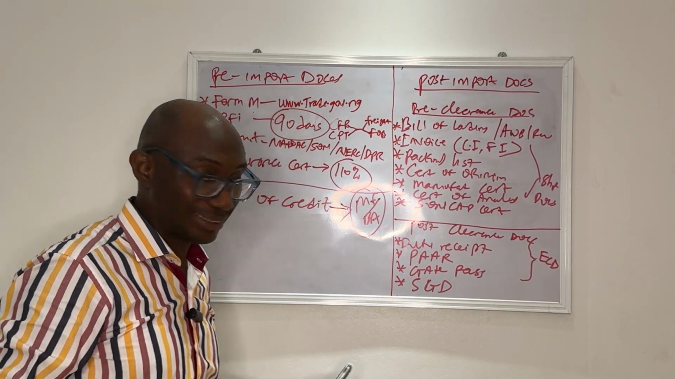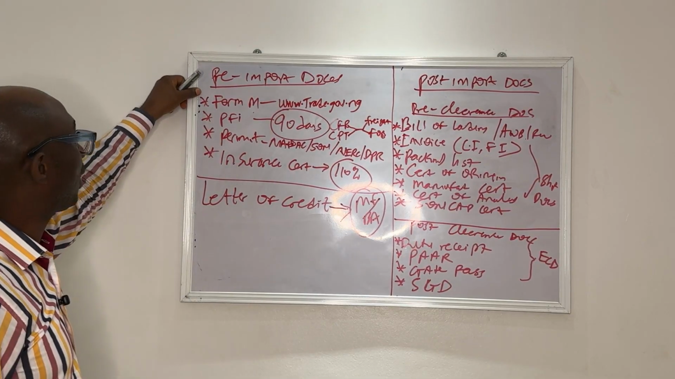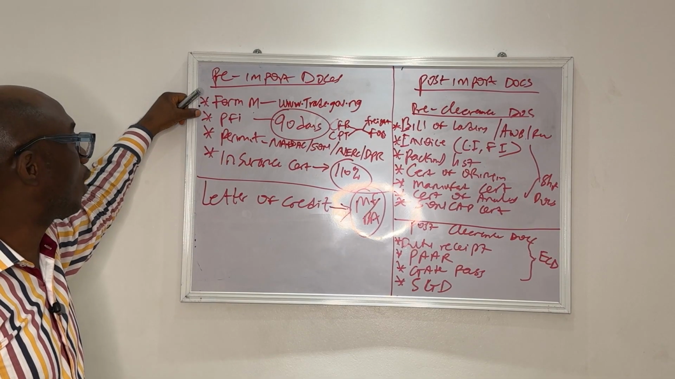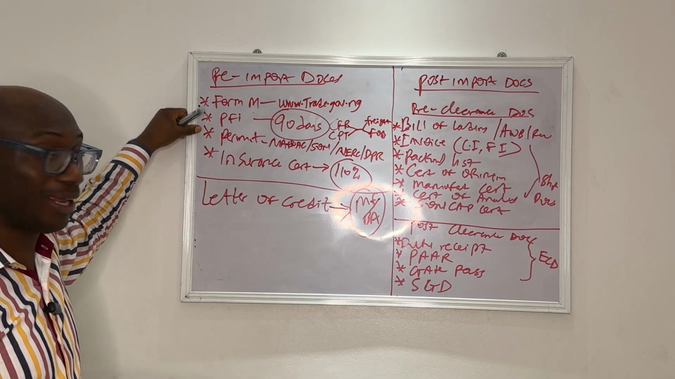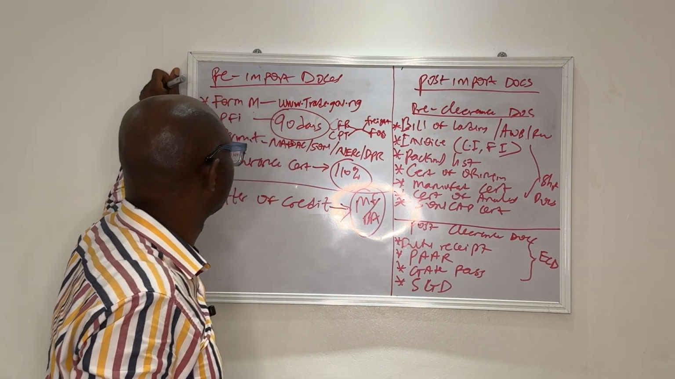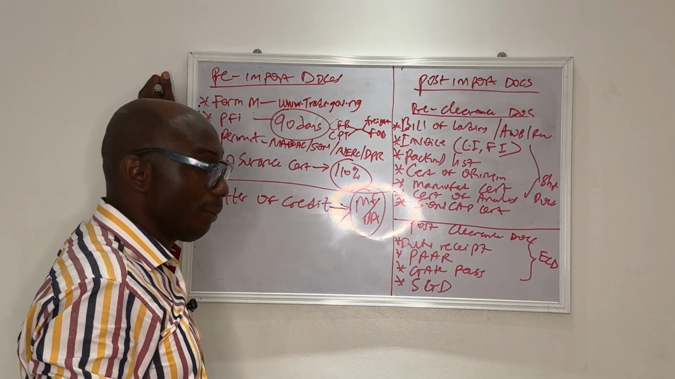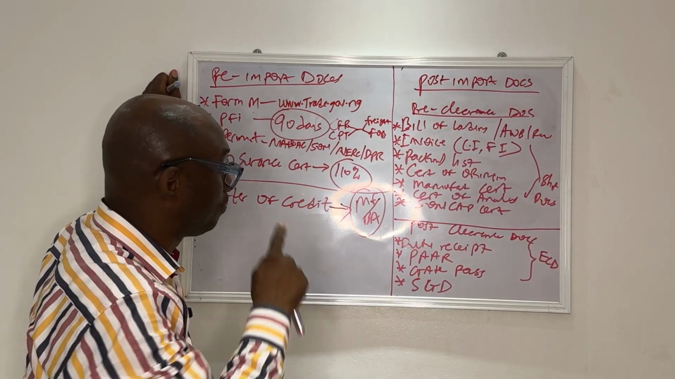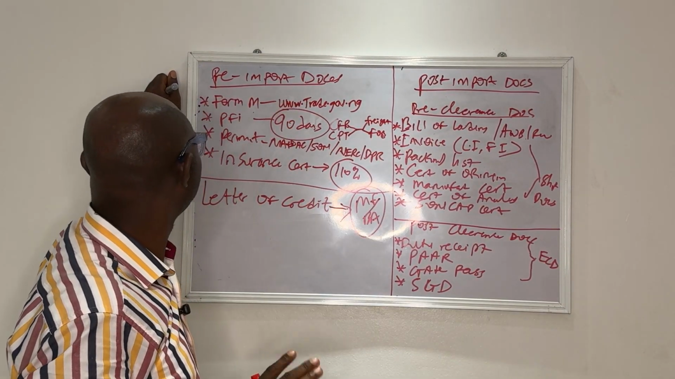So let's go through the documents round up. Number one, if I'm importing, I need Form M, application form for import. I need pro forma invoice. I need permit, depending on the nature of the item I'm importing. I need insurance. And then, if it's letter of credit, then I will issue letter of credit after all this has been approved. I hope I'm not missing out any document.